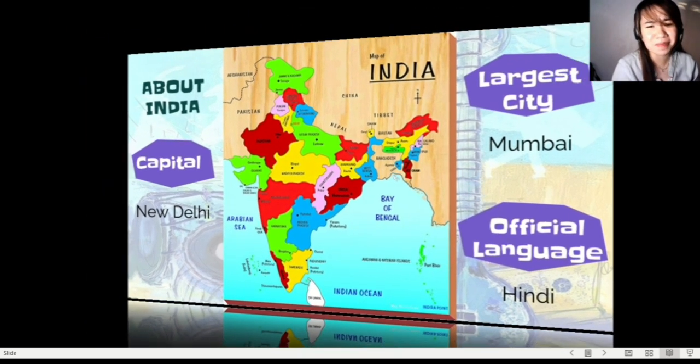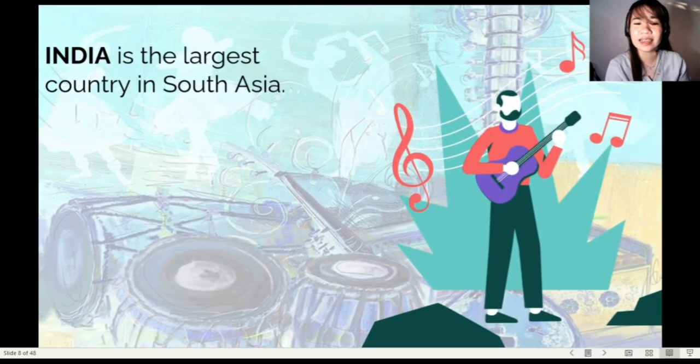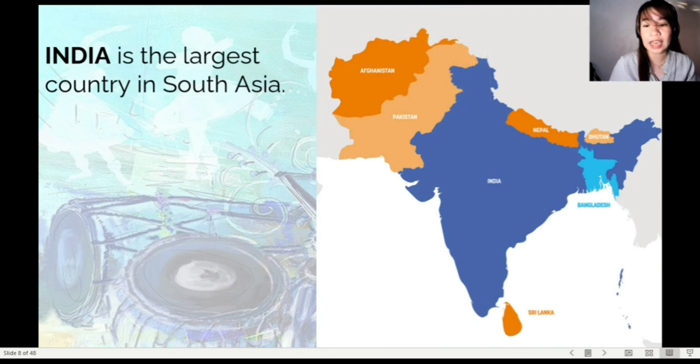So, let's talk about India more. India is the largest country in South Asia. So, look at the picture. As you can see here, here's the map of South Asian countries. And we have Afghanistan, Pakistan, Nepal, Bhutan, Bangladesh, Sri Lanka. And of course, India, which is the color blue. And again, India is the largest country in South Asia.